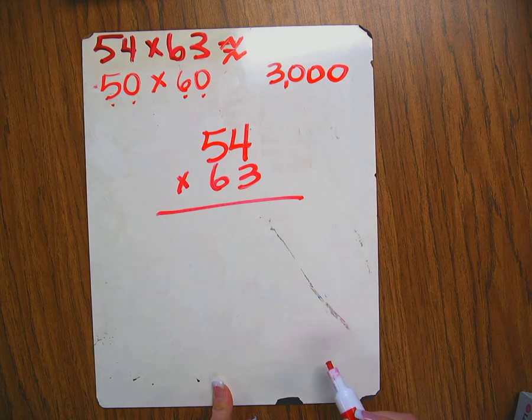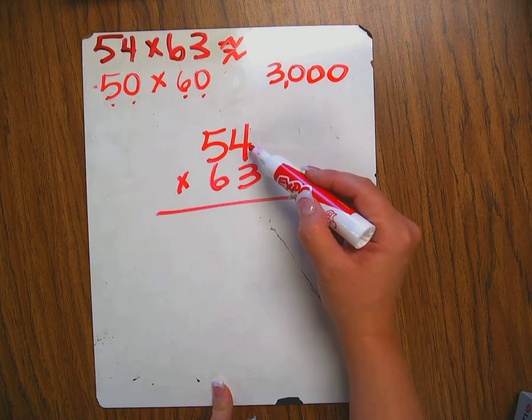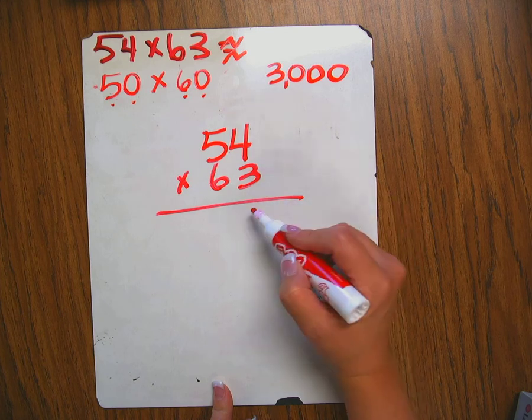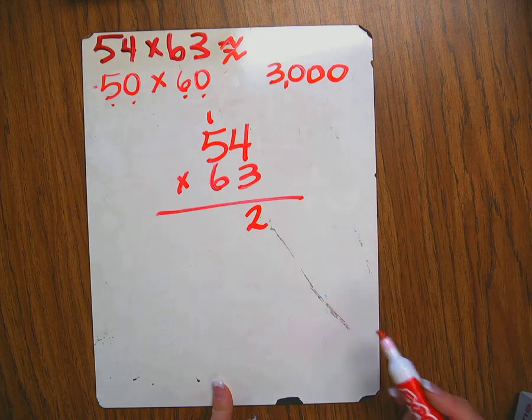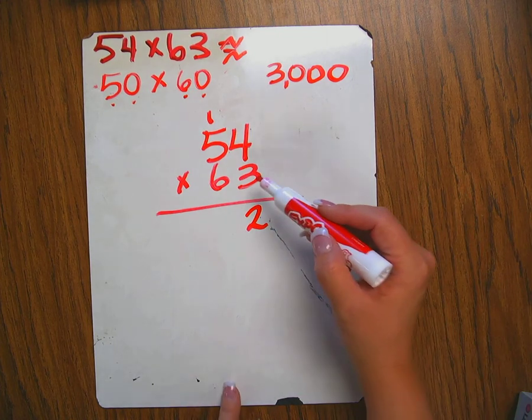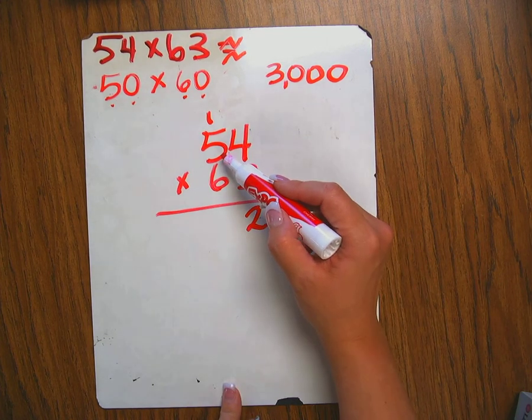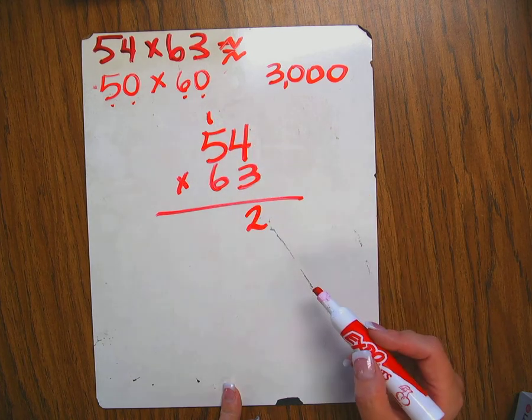And I'm going to start in the ones place. So I'm going to multiply 4 times 3, which is 12. And then I'm going to carry my 1. Okay? And then 3 times 5 is 15 plus 1 is 16.